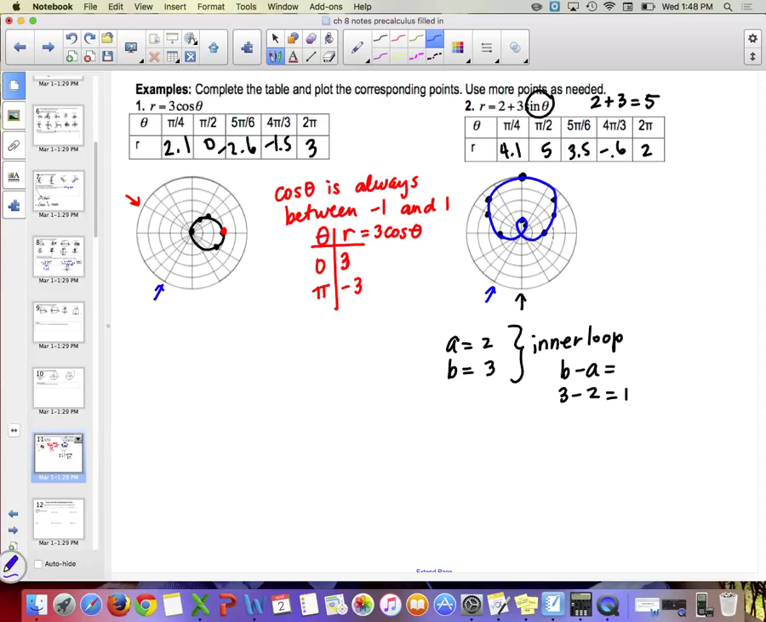Could you show me lots of points and graph things very, very carefully? Yes. I included grids because I didn't trust that you could draw the polar grid on your own. So I'm making a lot of worksheets for this chapter. All right, so any questions on any of that?